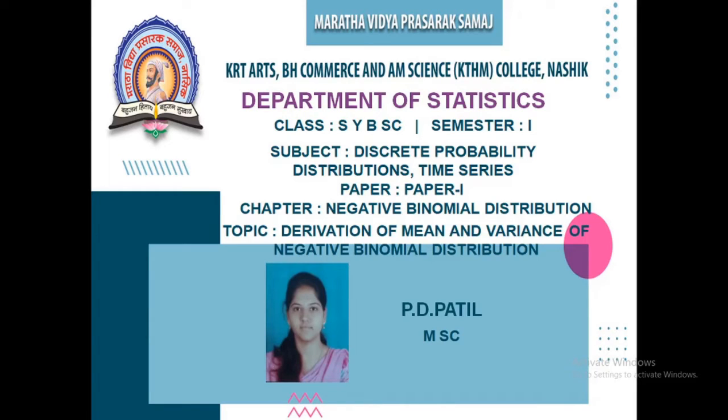Hello everyone, welcome to the third lecture of discrete probability distributions. We have started our first chapter, which is negative binomial distribution. In the last lecture, we have derived the probability mass function of negative binomial distribution. Now we will discuss how to derive mean and variance of negative binomial distribution.